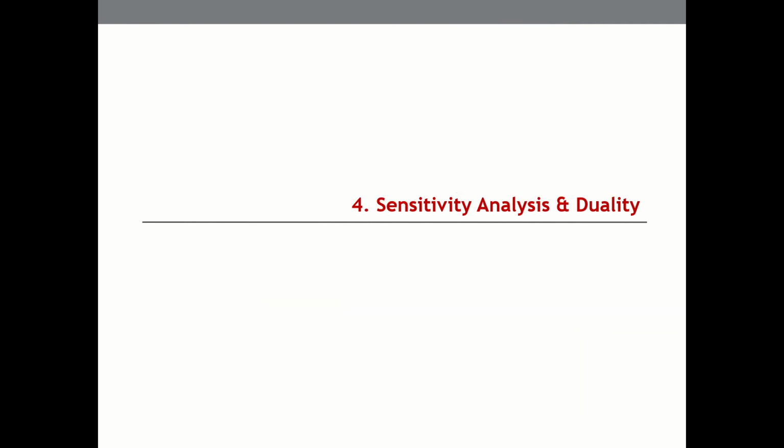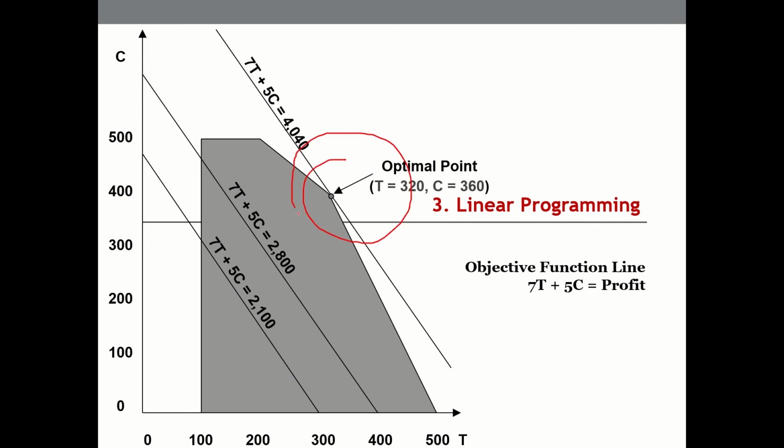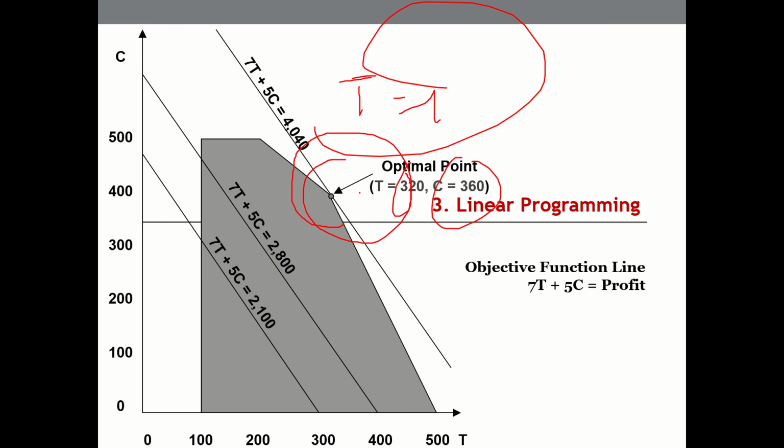For example, here we said the optimal solution is you make 320 tables and 360 chairs, and you will get maximum benefit. Let us assume that if I slightly change, let's say the working hour is 8 hours, but on one day someone had worked only for 6 hours. Will this small change have an implication on the outcome or not?